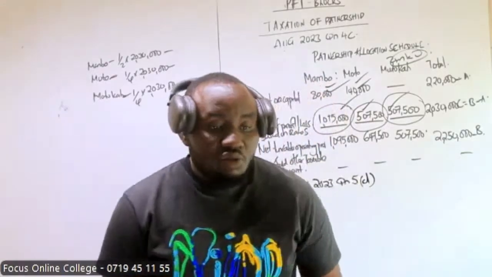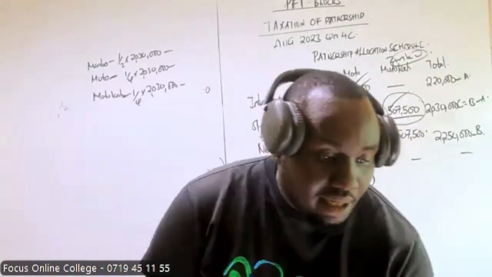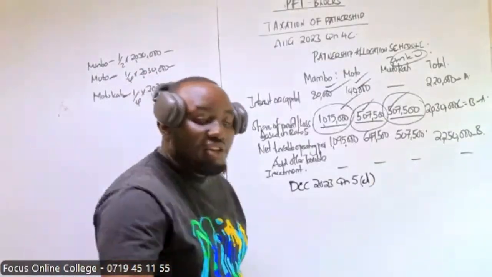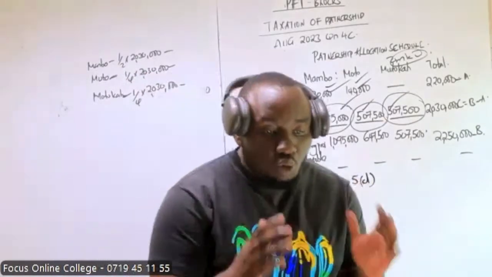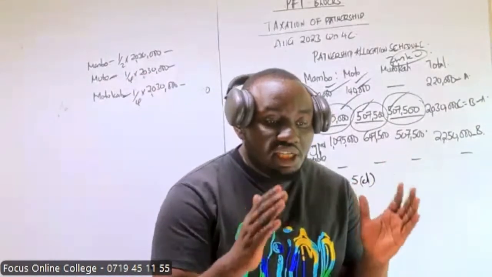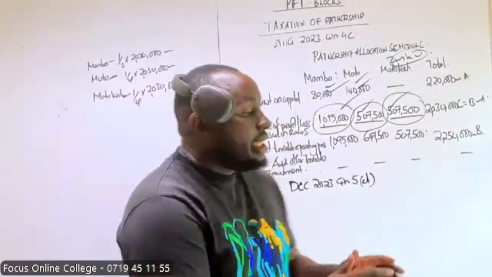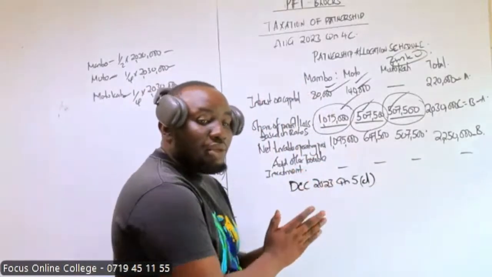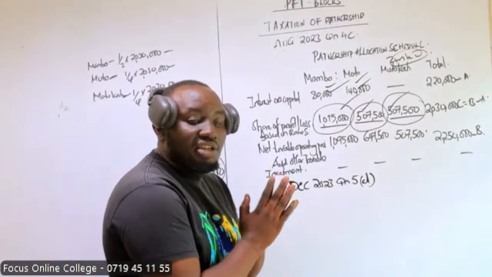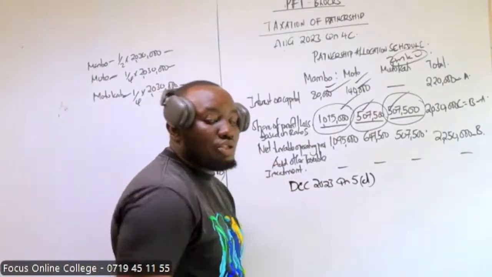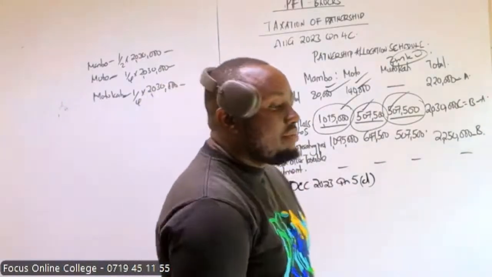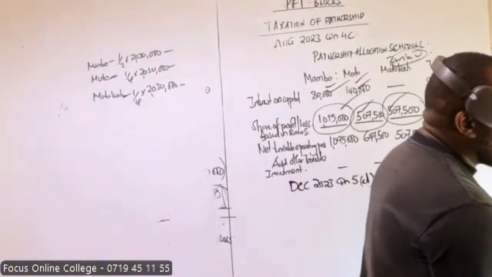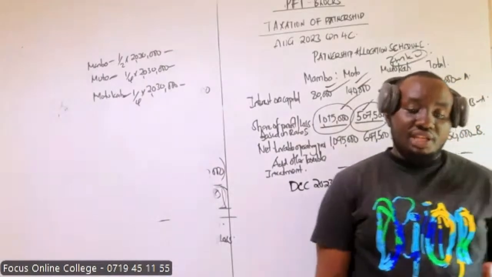If you receive dividends from a limited company, that's a qualifying dividend. So the only dividends that we take to the allocation schedule are dividends that are non-qualifying, and the examples of non-qualifying dividends are dividends other than SACCOs. Is that noted? Give me a yes if that is noted.